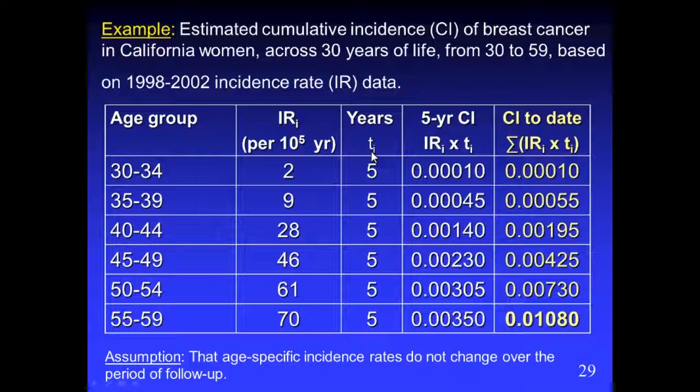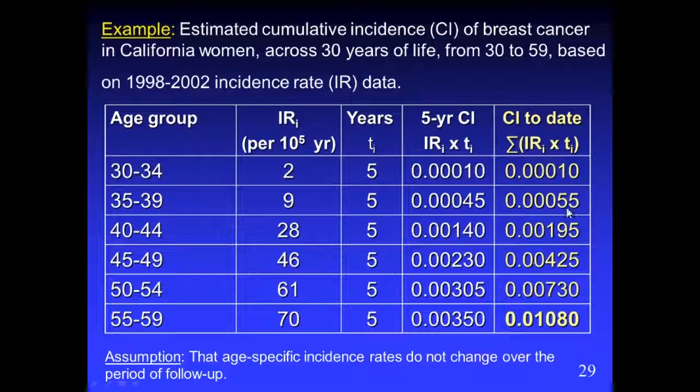So that's actually 0.00002, 2 per 100,000 years. We multiply it by 5, we get 0.00010. Then we do that again for the 35 to 39-year-old age group. Again, we have a 5-year period, but a higher incidence rate. We multiply the two together, as we did for the earlier age group, and we get 0.00045. At this point, it's appropriate to add the two together to get the cumulative incidence to date over this 30 to 39-year period. So we add this to this, and we get 0.00055. We continue that procedure across each of these age bands, these age strata, and we just keep adding them to get the cumulative incidence.